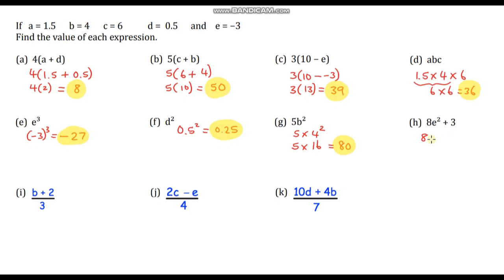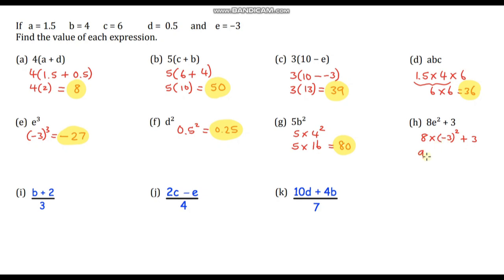Question H, we've got 8e squared plus 3. So it's going to be 8 times e squared, where e is negative 3. It's going to be negative 3 squared. And then we're going to add on 3. So first of all, let's evaluate what negative 3 squared is. That's just negative 3 times negative 3, which is positive 9.